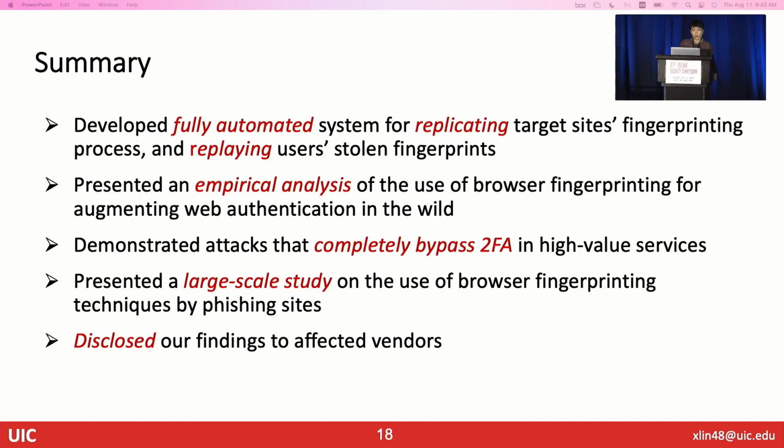In summary, we developed a fully automated system for replicating target websites' fingerprinting process and replaying users' stolen fingerprints. We presented an empirical analysis of the use of browser fingerprinting for augmenting web authentication in the wild. We demonstrated attacks that completely bypass 2FA in high-value services, and we presented a large-scale study on the use of browser fingerprinting techniques by phishing websites.